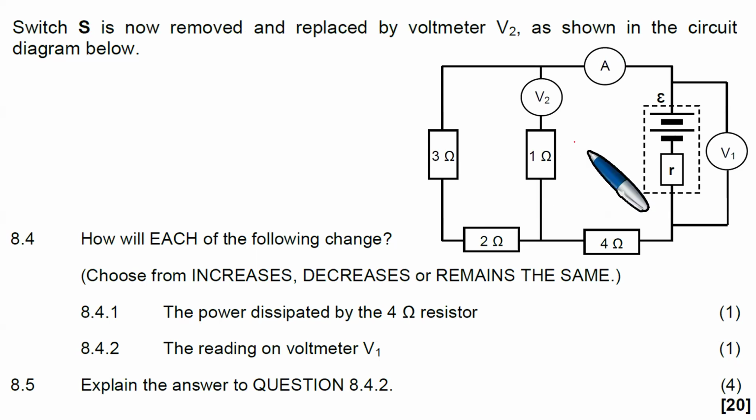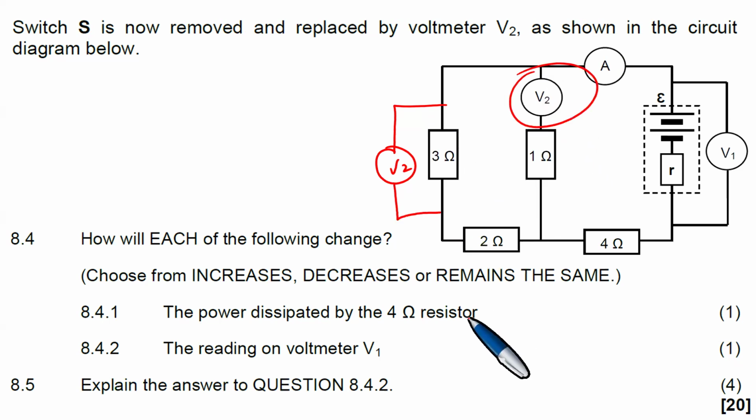This is a very strange thing. Why? Because the voltmeter is connected like this, but the examiner has put it like an ammeter. What is this? Okay, but switch S is now removed and replaced by voltmeter V2 as shown in the second diagram below. How will each of the following change? Choose from increases, decreases, or remains the same. The power dissipated by the 4 ohm resistor.